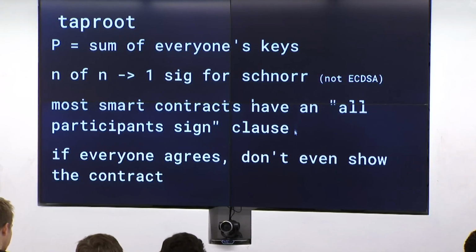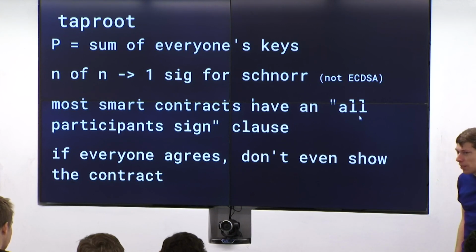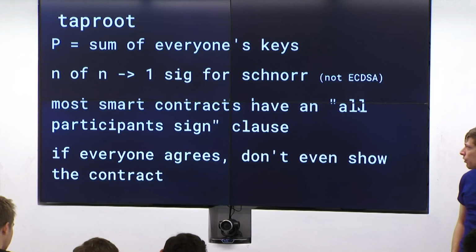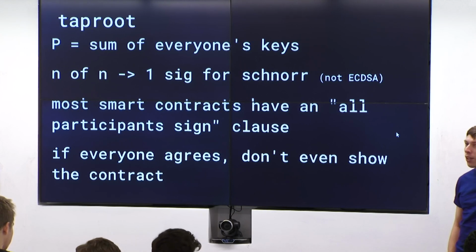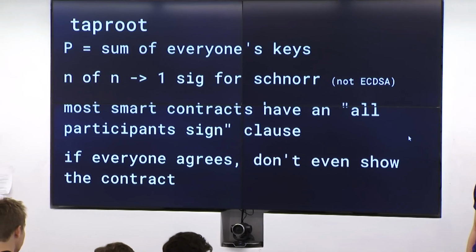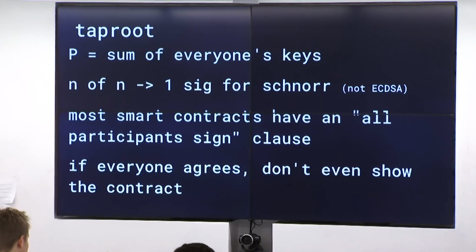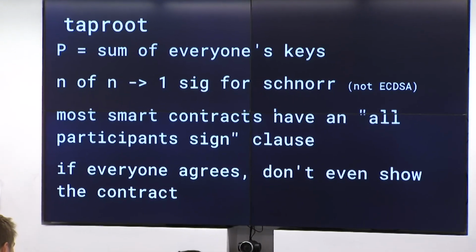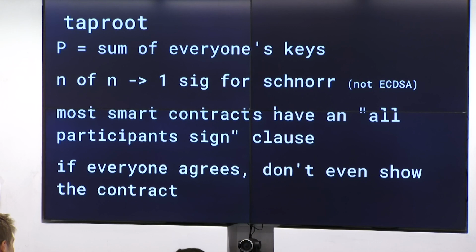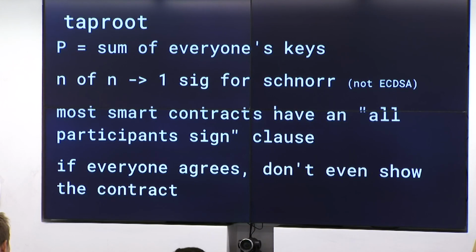And this seems useful because in most cases, most smart contracts, most multisig does have sort of an all participants sign clause. Even if we don't code it in right now, it's generally the case, like 2 of 3 multisig. Well, 3 of 3 is good. And if you do 3 of 3, hey, you don't even see that there was 2 of 3. And so that preserves privacy, it saves space, and most of the time, all the participants can be online.